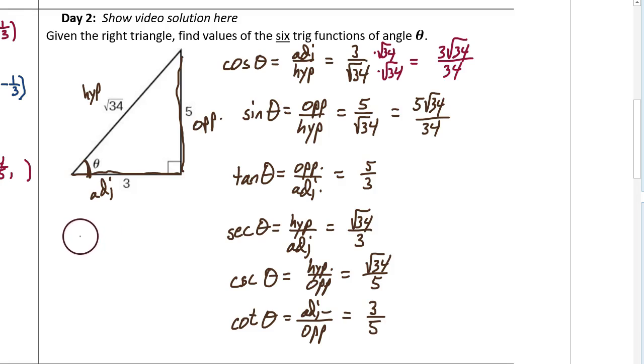And let me remind you just one more time that a good way to remember your 3 basic definitions is with the acronym SOHCAHTOA. Sine is opposite over hypotenuse. Cosine is adjacent over hypotenuse. Tangent is opposite over adjacent.